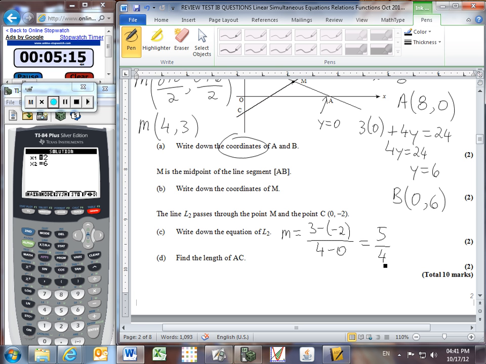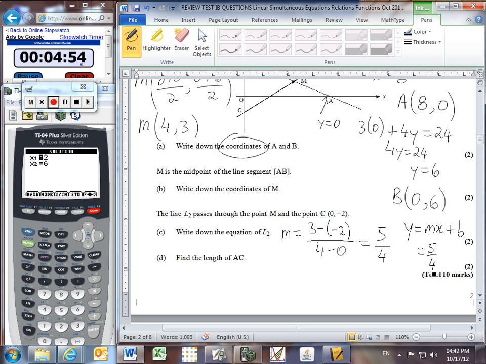Now in order to get the equation, let's think about it in terms of the form y equals mx plus b. It doesn't specify the form in which we must leave the equation, so let's use our easiest form, slope-intercept form. We know that our slope is 5 over 4. Now let's substitute in a known point.